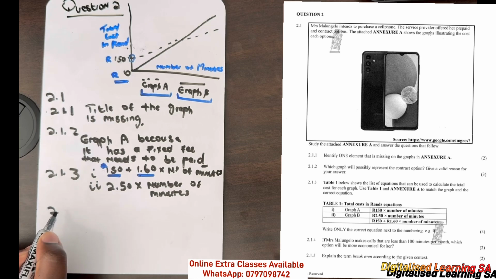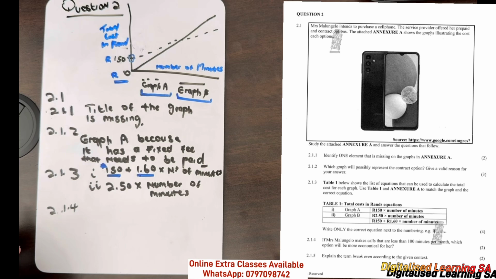Question 2.1.4. Okay, so question 2.1.4 says that if Miss Malungelo makes calls that are less than 100 minutes per month, which option will be more economical for her? By economical, they mean cheaper. If she makes calls that are less than 100 minutes per month, which option will be cheaper for her between option A and option B? So we can easily calculate that.